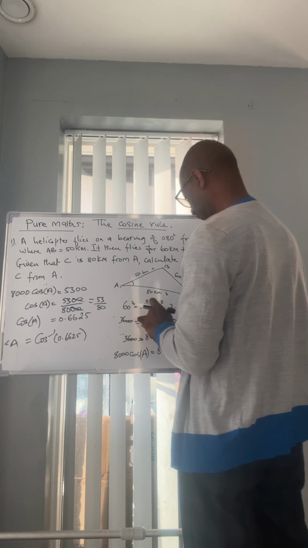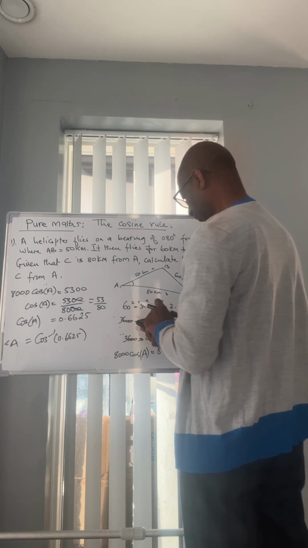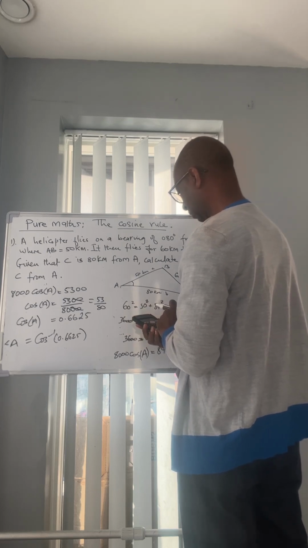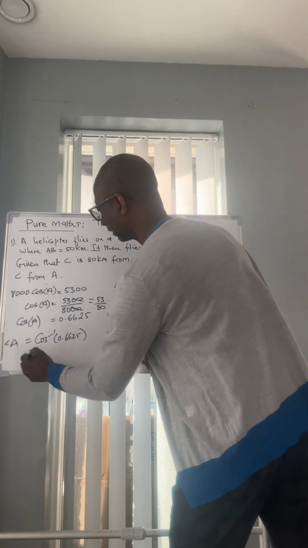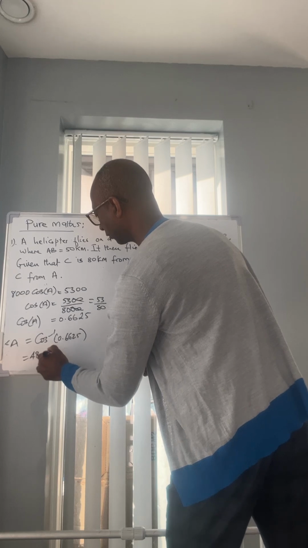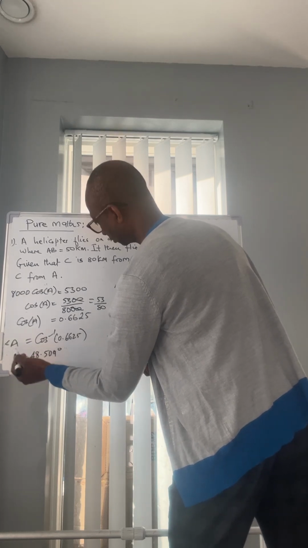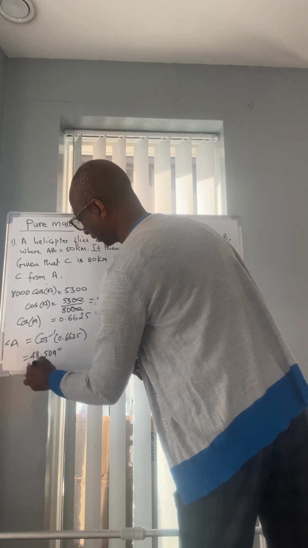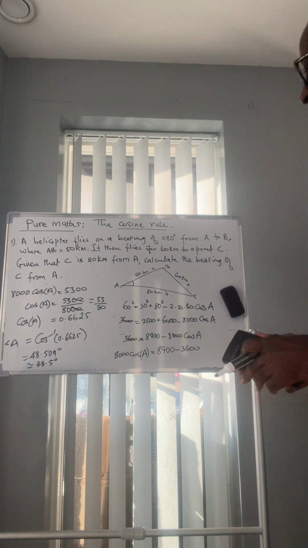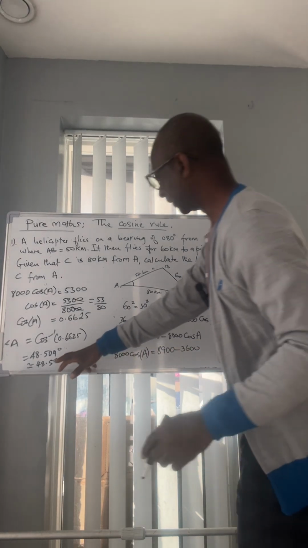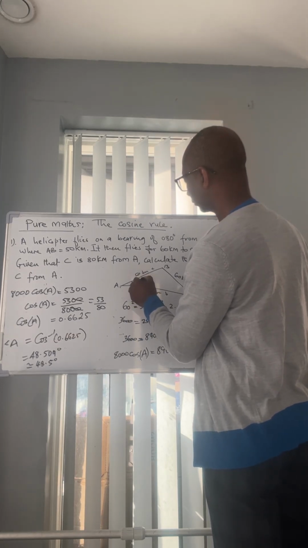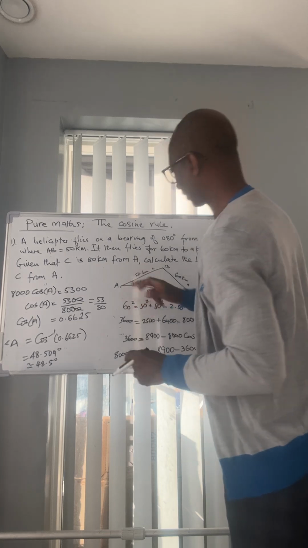So again, shift cosine 0.6625, bracket closes. This gives us 48.509 degrees. We can approximate this to be 48.5 degrees. Right? So this 48.5 degrees is what is inside here. That is angle A.